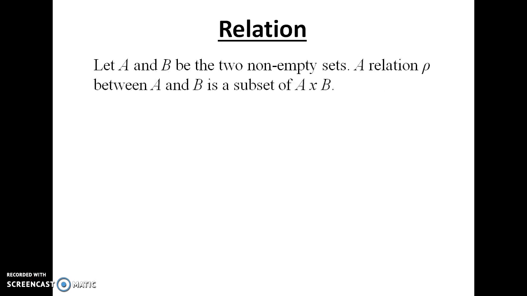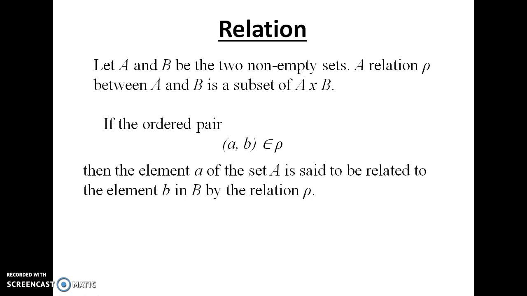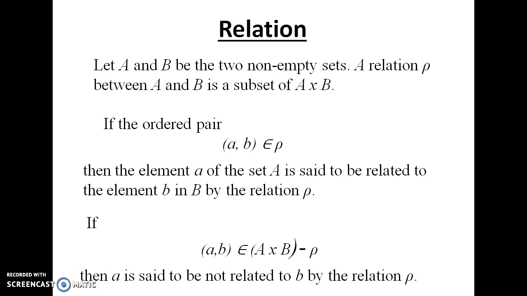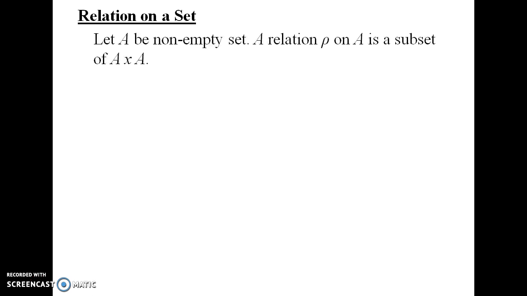Relation. Let A and B be two non-empty sets. A relation between A and B is a subset of A cross B. If the ordered pair (a, b) belongs to rho, then the element a of the set A is said to be related to the element b in B by the relation rho. If (a, b) belongs to A cross B minus rho, then a is said to be not related to b by the relation rho. Relation on a set. Let A be a non-empty set. A relation rho on A is a subset of A cross A.